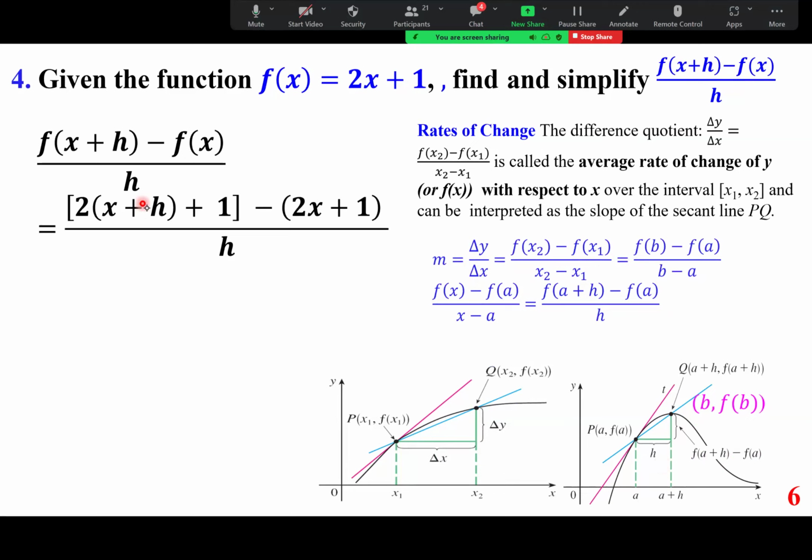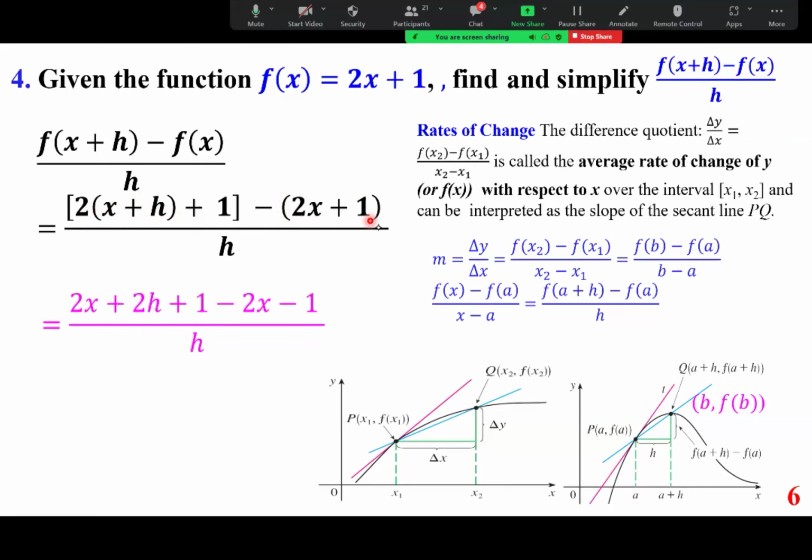So f of x plus h, 2 times x plus h plus 1, minus f of x, 2x plus 1. So we are going to distribute, we get 2x plus 2h plus 1 minus 2x minus 1 in the numerator, and these two cancel each other. These two cancel each other. 2h over h is 2.